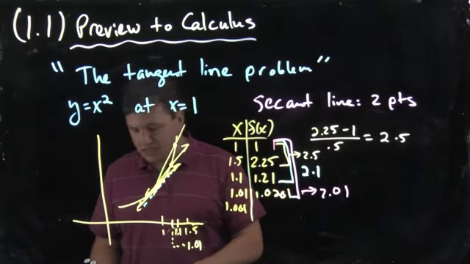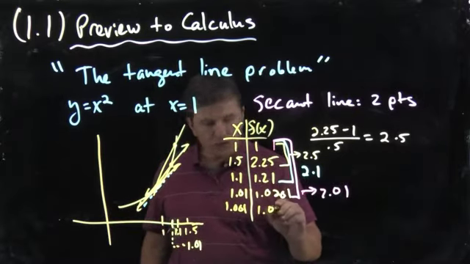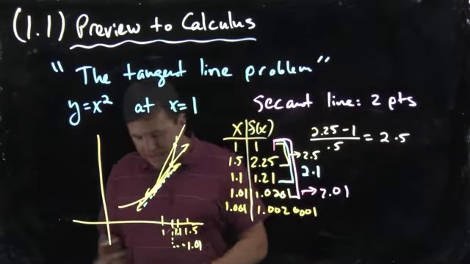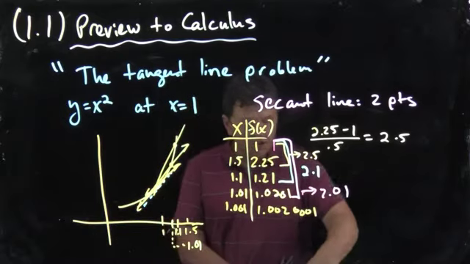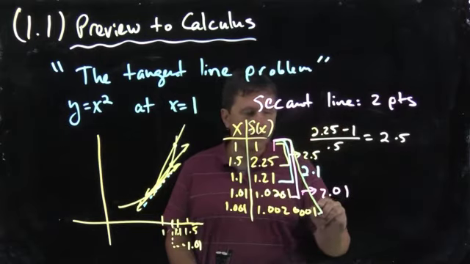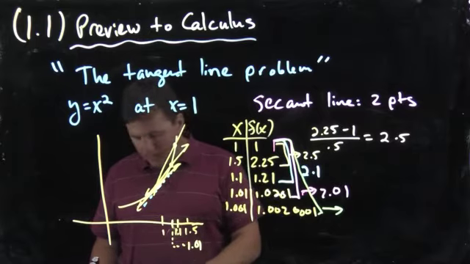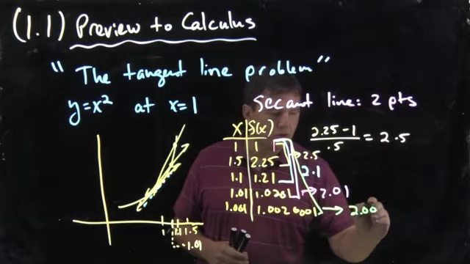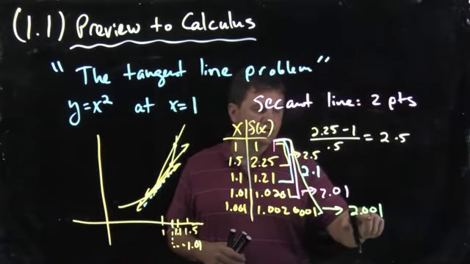So 1.001 squared, we get 1.002001. So let's take that. We're going to subtract the 1, right? So understand here, I'm just doing standard slope here. Don't be confused. I'm just doing what I did here, rise over run, Algebra 1 style. And then I'm going to divide by 0.001. And what I get is 2.001. So we go from 2.5 to 2.1 to 2.01 to 2.001.